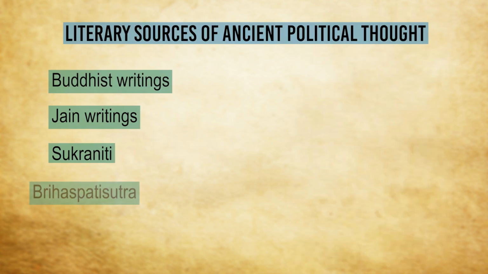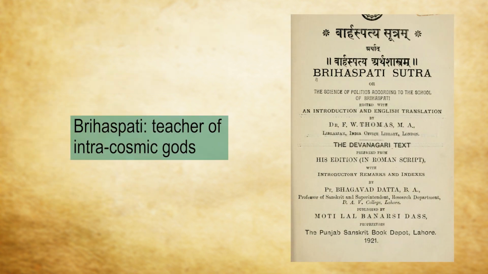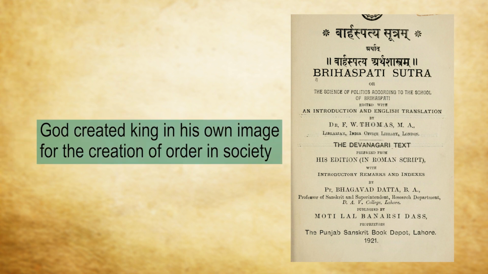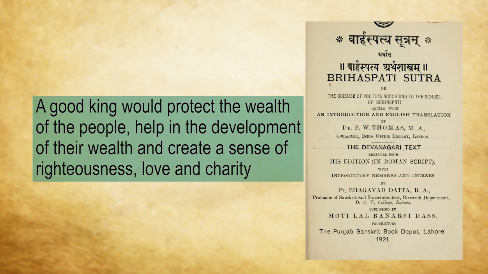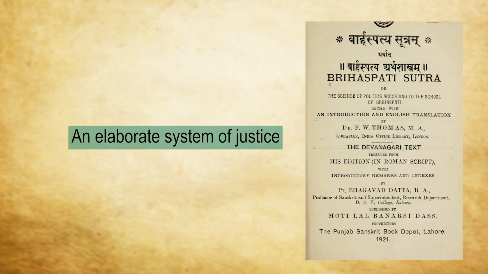Coming to the next important text, Brihaspati Sutra. Brihaspati, the teacher of the intra-cosmic gods, said that God created the king in his own image for the creation of order in society. Interestingly, Brihaspati Sutra focuses also on revenue collection. A good king would protect the wealth of the people, help in the development of that wealth, and create a sense of righteousness, charity, and love. Brihaspati Sutra also focuses on an elaborate system of justice. The focus is on the proportionate justice delivery system.